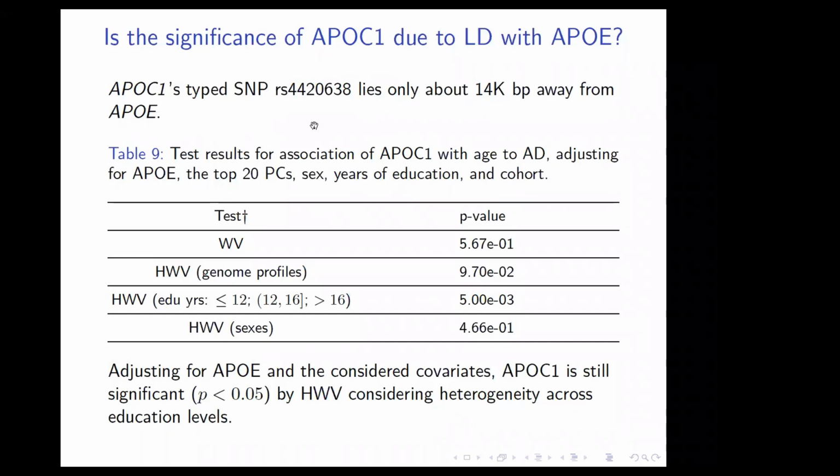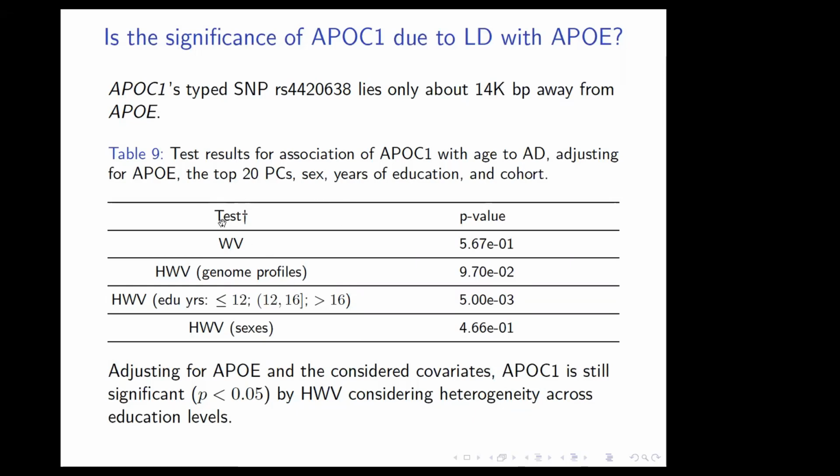There is a question, that is whether the association of APOC1 is due to its LD with APOE, because the typed SNP of APOC1 is not far away from APOE, so these 2 genes are correlated. Then to assess whether APOC1 has independent association with age to AD, we tested its association, adjusting for APOE and the covariates we adjusted before.